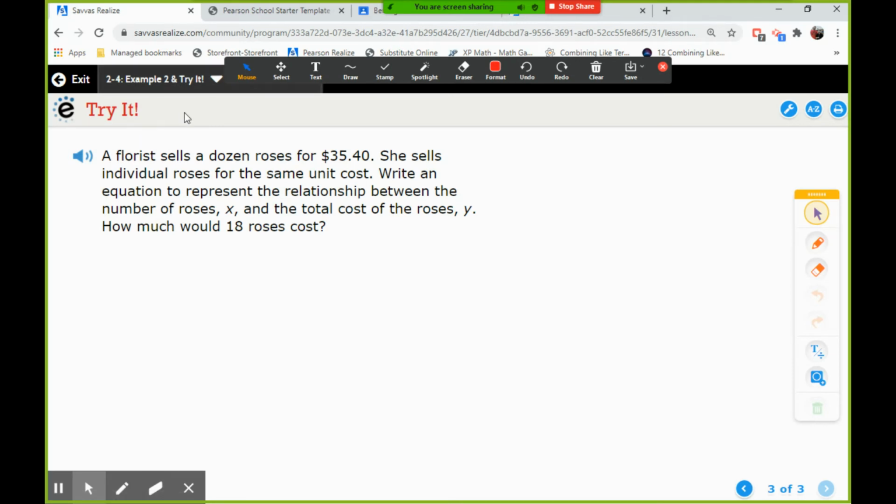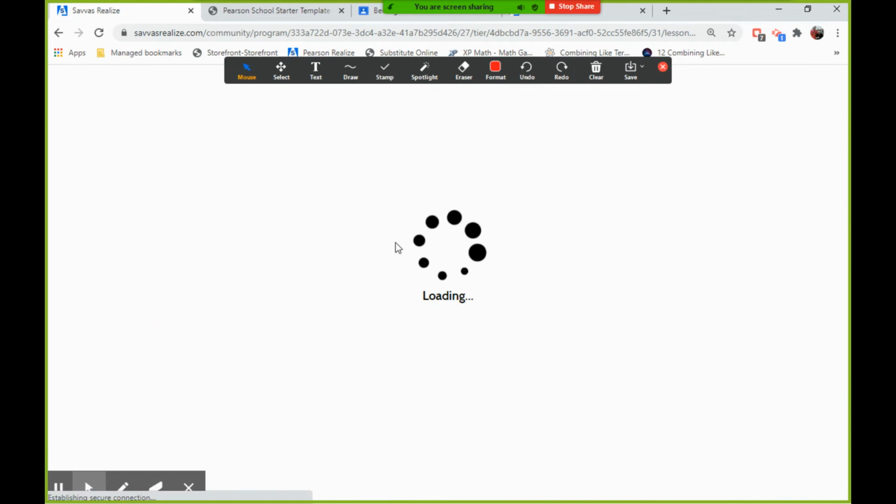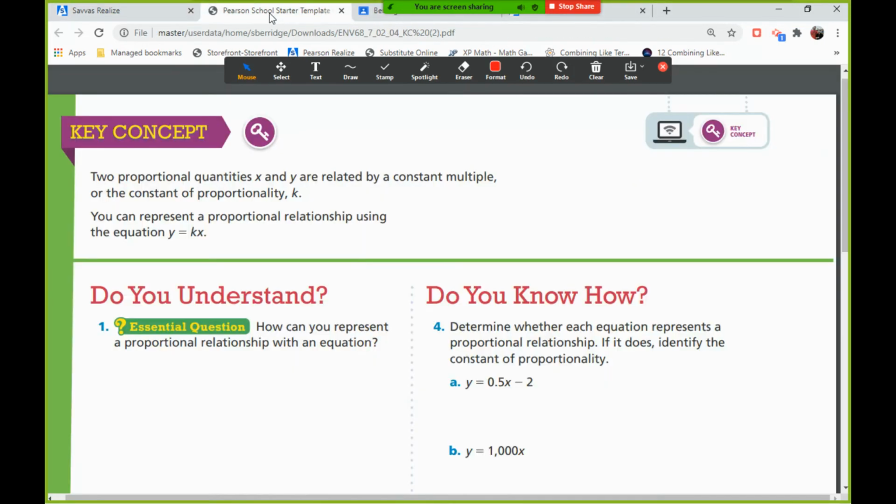Let's look at the last one here. Let's look at our key concepts here. Two proportional quantities, x and y, are related by a constant multiple, or the constant of proportionality. You can represent a proportional relationship using the equation y equals kx. How can you represent a proportional relationship with an equation? You can represent it using the equation y equals kx.